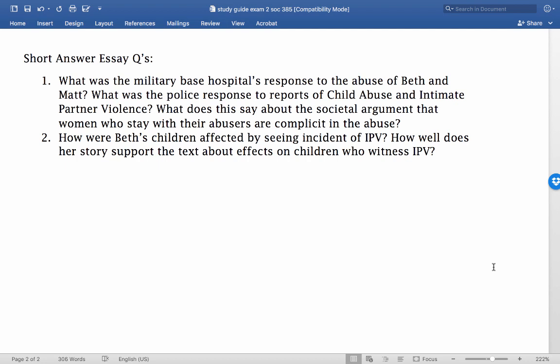I would just ask that you go through, look at how they describe what effects the children are facing, like how they're responding to that kind of situation, emotionally and all of that, and then how that reflects what you're seeing in the textbook.